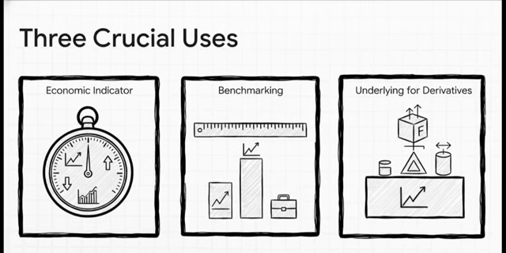Second, they are the ultimate benchmark. It's the yardstick we measure everything against. Who cares if your fund manager got a 12% return if the index did 14%? And finally, they are the absolute foundation for derivatives. A huge multi-trillion-dollar part of the financial system is built right on top of these simple numbers.